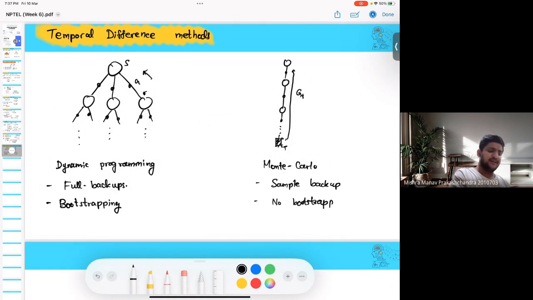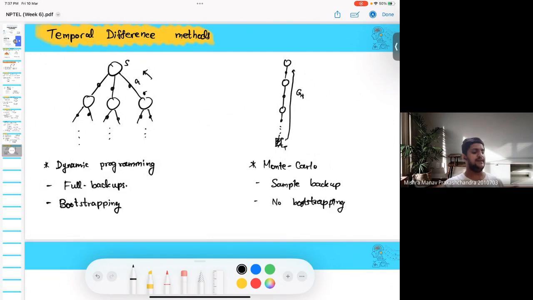What is bootstrapping again? I had mentioned this. Do you want me to repeat it? I'll only repeat if you want me to, otherwise I'll assume you are aware. Bootstrapping means that you are using a previous estimate to make a current estimate.